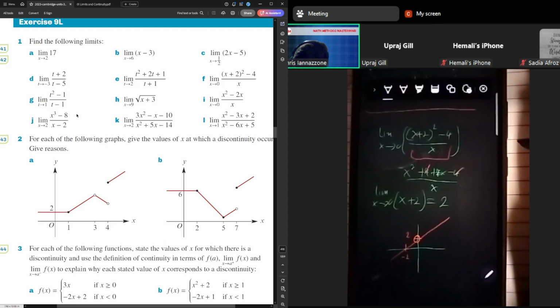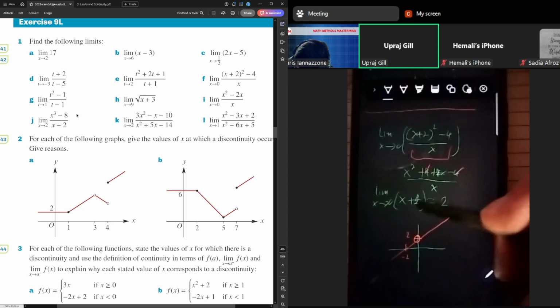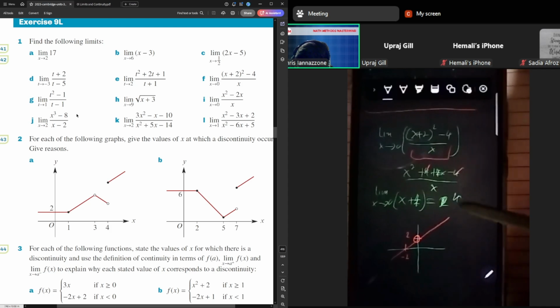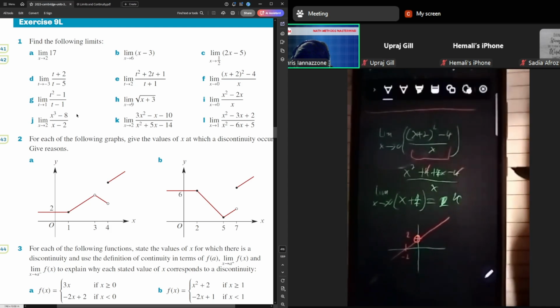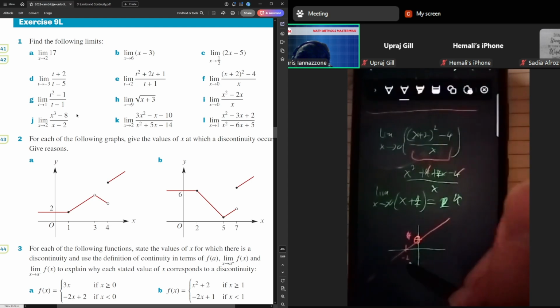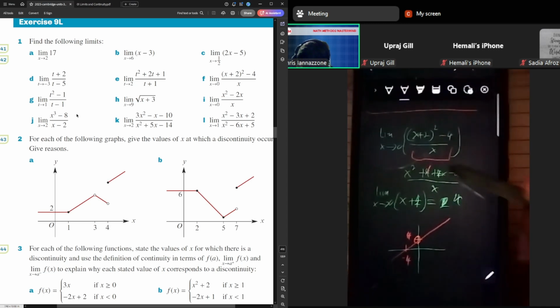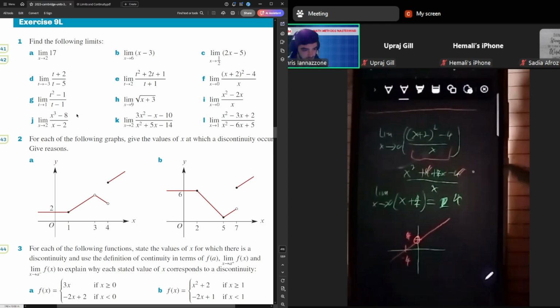X times x plus 4, when you do x squared plus 4x, and then that becomes x plus 4. Yeah, that's my bad. I should have put a 4x there. Yeah, good point. So that'd be 4. That'd be negative 4. Yeah, thanks for catching that. Okay, that's that one.